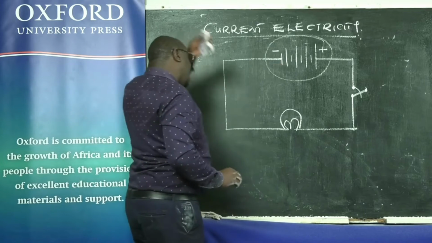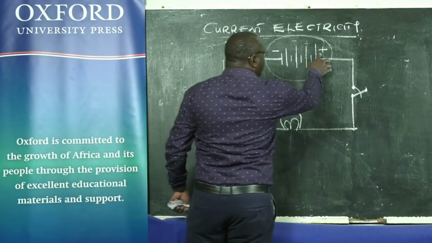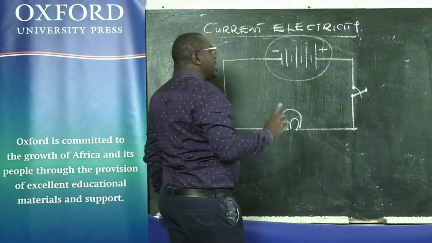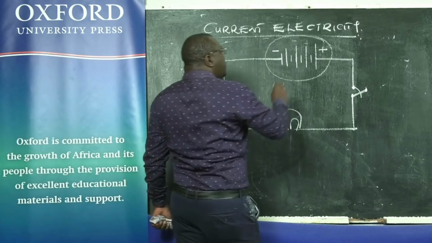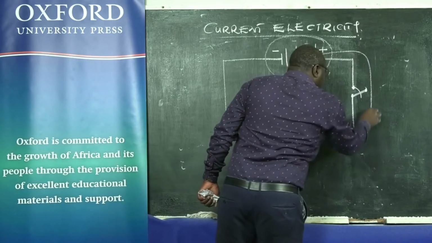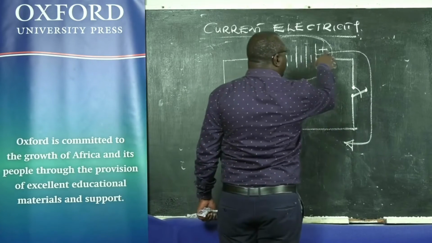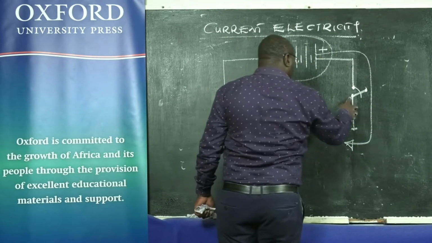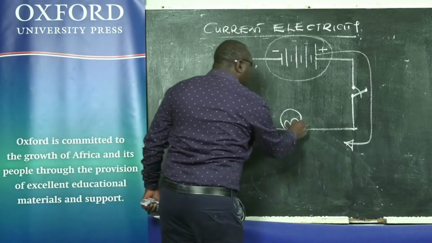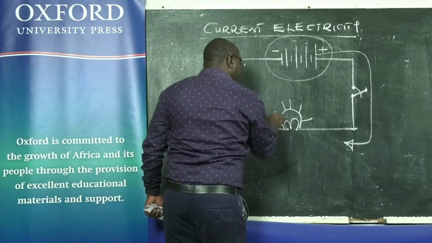So what we are seeing here is this part being positive. We are going to see a flow of current in that particular direction. Okay, so this current will start off its journey from the positive terminal, pass through the switch, get to the bulb, and we are going to see the bulb light up.